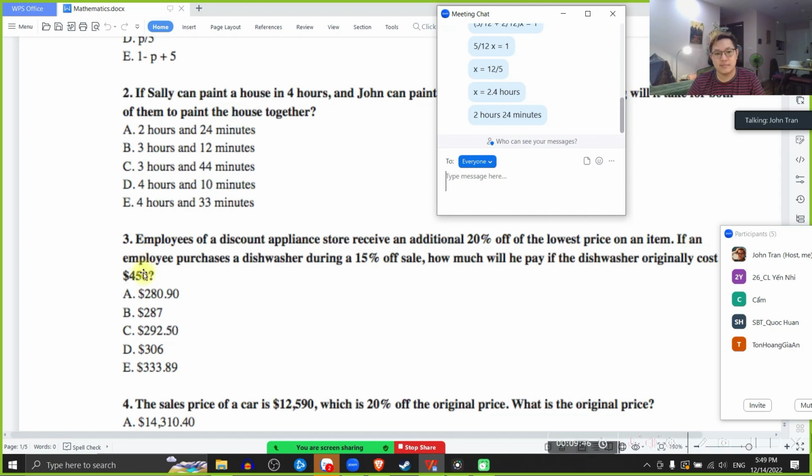Nếu một người nhân viên mua một cái máy rửa chén trong mùa giảm 15%, thì người nhân viên này sẽ phải trả bao nhiêu tiền, nếu cái máy rửa chén đó lúc đầu tốn 450 đô. So what do you think?